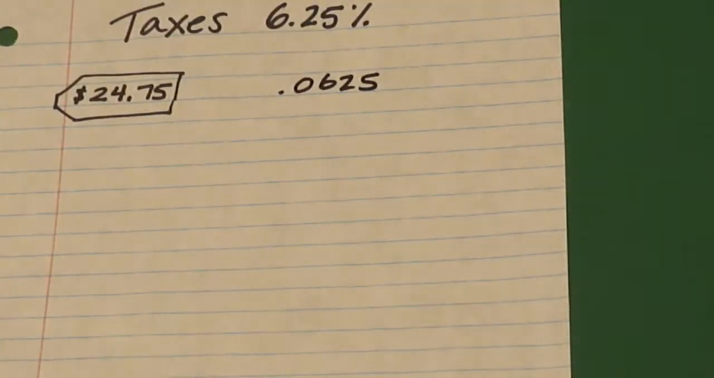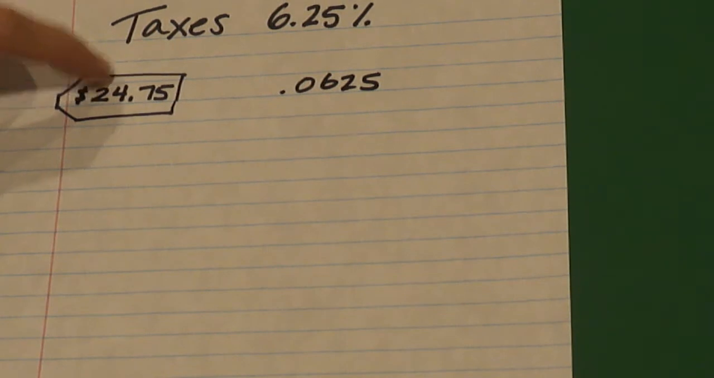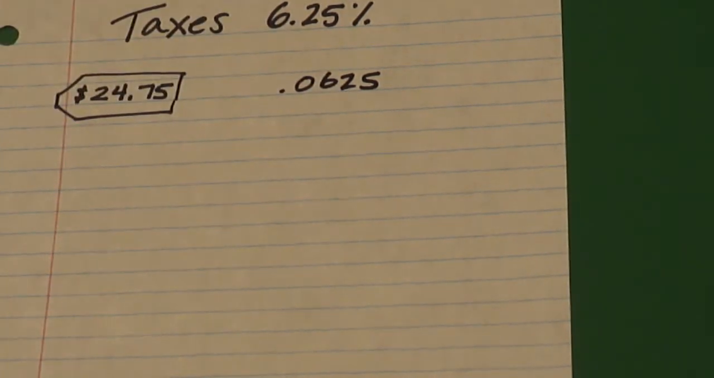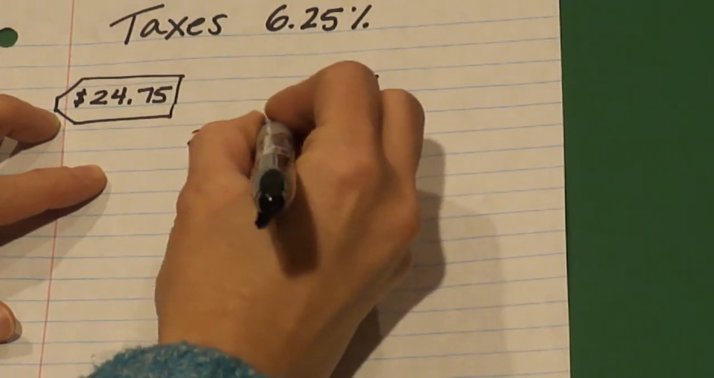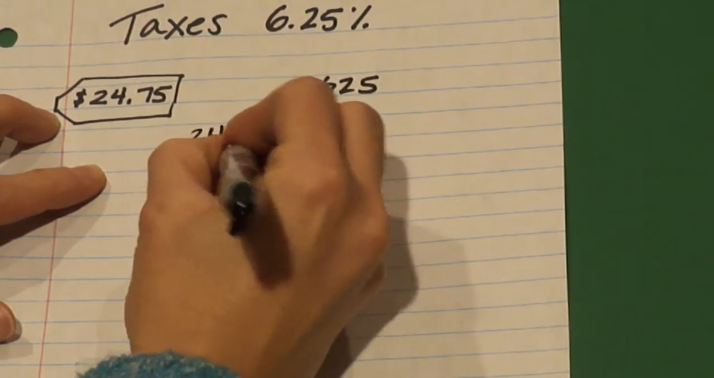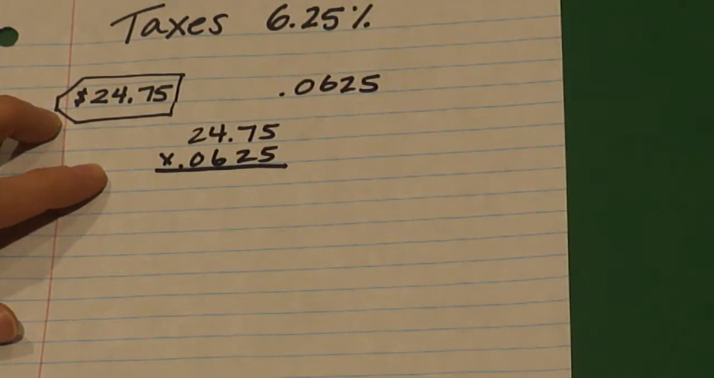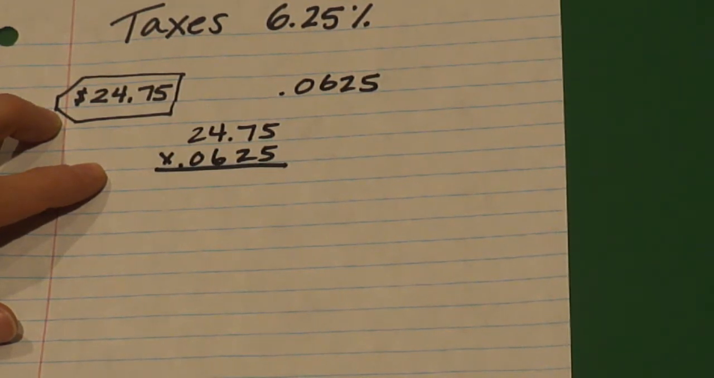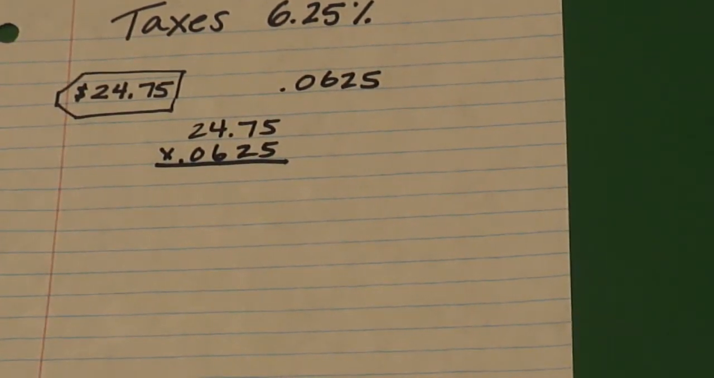0.0625. If I want to find the taxes on something that costs $24.75, I'll take this number and multiply it by my tax rate of 0.0625. Notice I did not line up my decimal points, nor did I add extra zeros. By doing that, it's more complicated, and it means that you need to line more things up, which is difficult. So we do not include lining up our decimal points, and we'll figure out where our decimal point goes at the end.